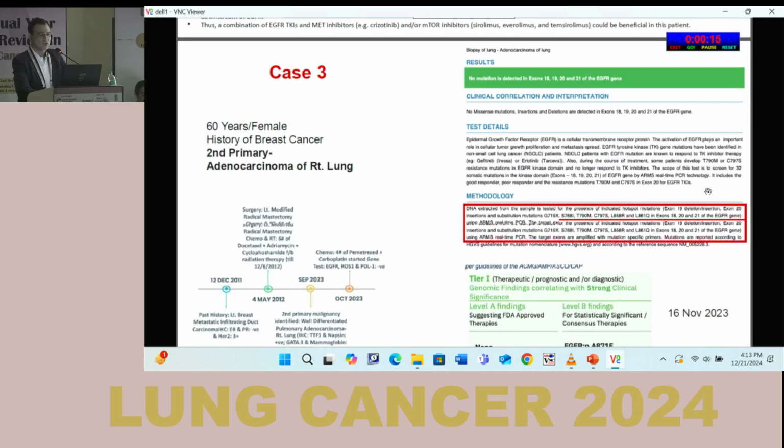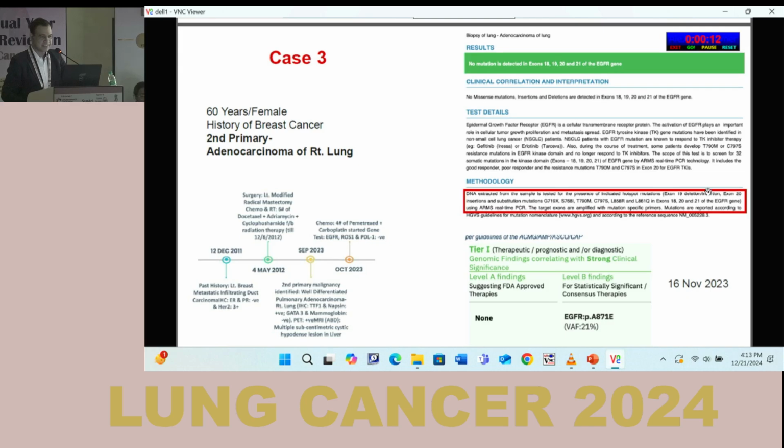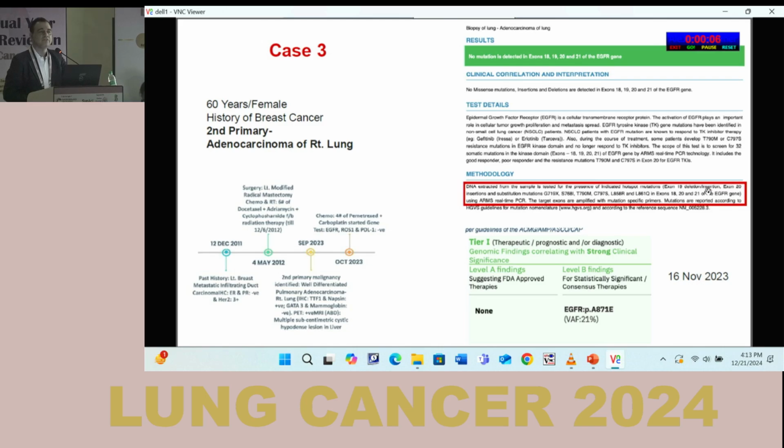Another case was a patient with a history of breast cancer and a second primary of adenocarcinoma of the lung. When we got the report, we found an EGFR mutation, and the doctor's question was whether the patient is EGFR negative, because they had already done this test. When we asked for the report and looked into it, it was hotspot testing, and that's why it becomes important. When we do hotspot testing, we need to know whether that particular mutation is covered or not.